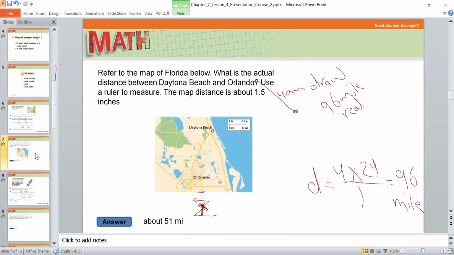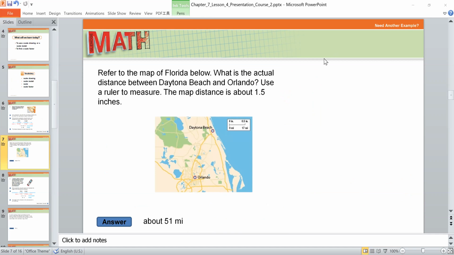This is a new map for another state. It's Orlando City. Read the question, Ahmed. Refer to the map of Florida. Florida, yes, this is the state. The distance between Daytona Beach and Orlando: use a ruler to measure the map distance, it is about 1.5.